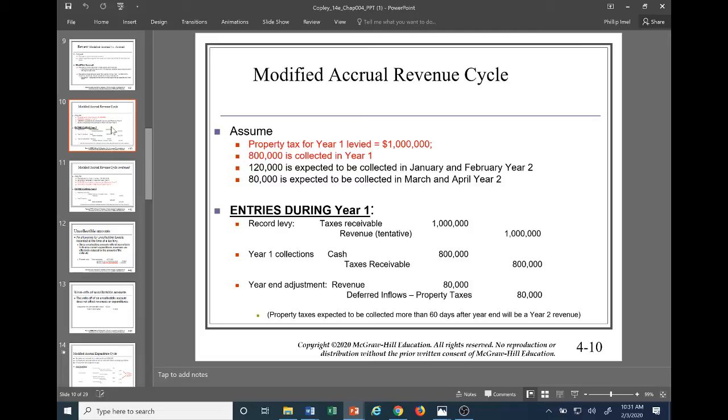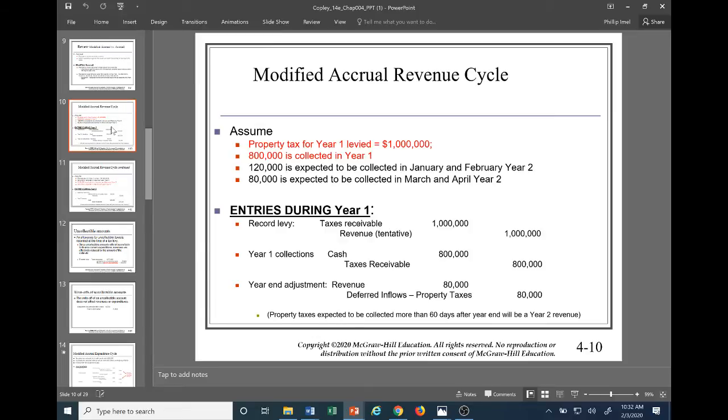So a modified accrual revenue cycle. Let's take a little example here and look at how the journal entries would be based upon this data. If you can see, the top two lines here are red, so that's pretty much the first part of it. Although all four of those bullets are relevant for this entry, we're going to read through them all and work through these entries. And then there's another slide that has the back end entries as well. So entries during year one, based upon this assumption at the top.